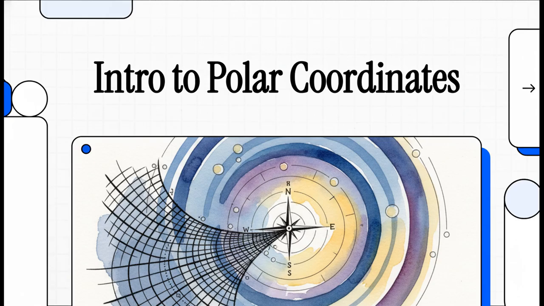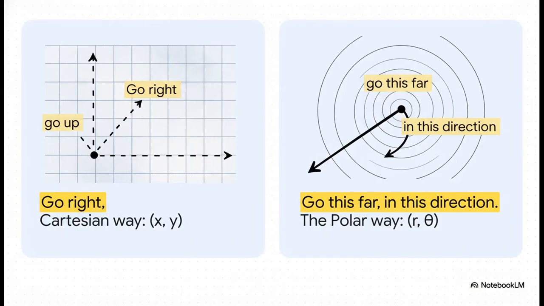Let's jump right in. For as long as we've been plotting points, we've pretty much stuck to the Cartesian system. You know the drill, right? Start at the middle, go right by x, then go up by y. And look, it's reliable, it works. But what if there's a more intuitive way to do it? Instead of go right, then go up, what if we just said go this far in this direction? That right there is the whole idea behind polar coordinates, or as we'll call them, r and theta.